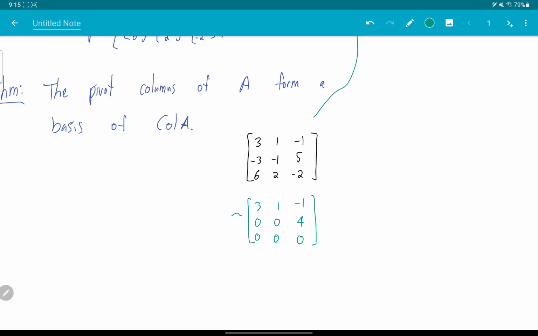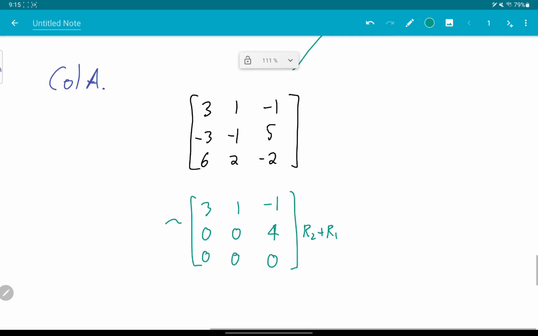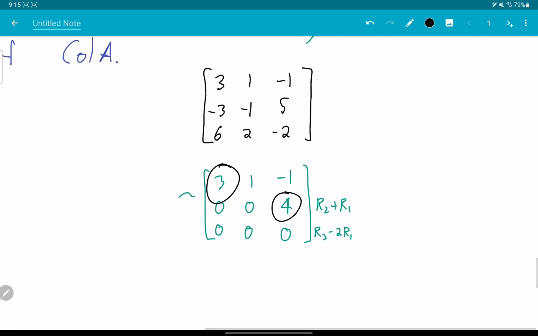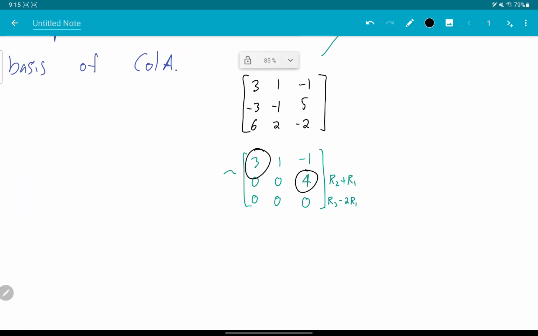Oh, and would you look at that? So what did I do? I went R2 plus row 1, and I did R3 minus 2 row 1. Anywho, I got a pivot here, I got a pivot here. So my first and third columns are pivot columns. So be careful, I want to choose from the original. Okay, so what I do is I choose from the original columns of A.